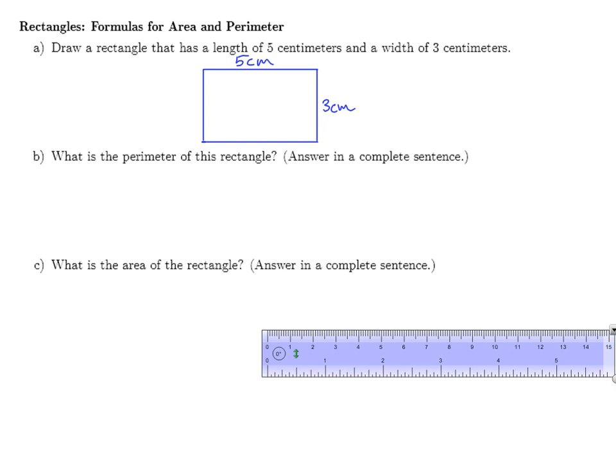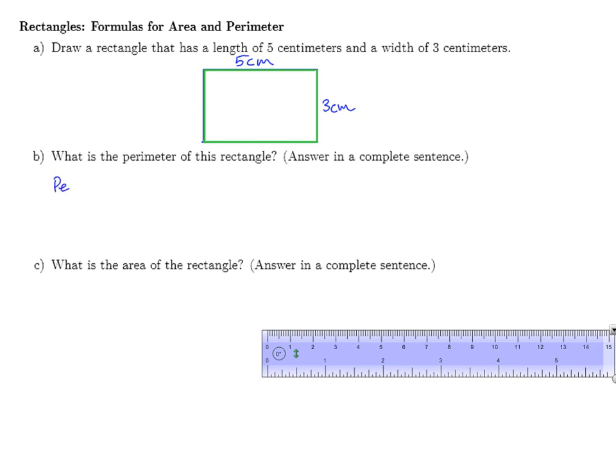Okay, now in computing this perimeter, the perimeter is the length around any two-dimensional figure. So with this one, I know that I have a side length of 5 centimeters, a side length of 3 centimeters. I'm going to highlight those here. So 5 centimeter length, 3 centimeter length, another 5 centimeter length, and then finally that last 3 centimeter length.